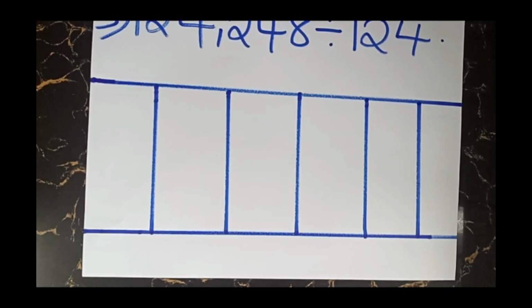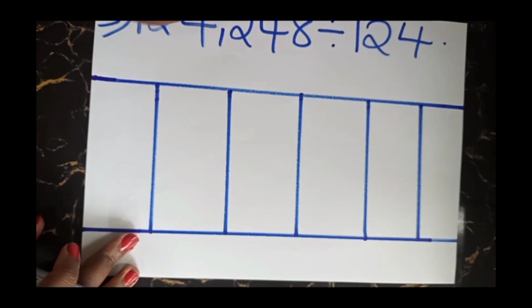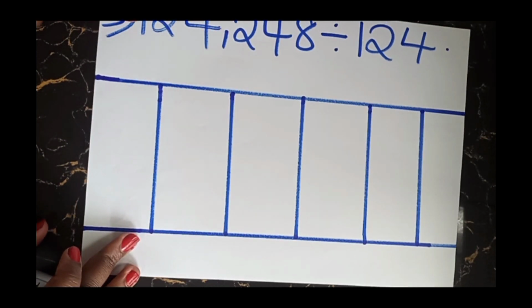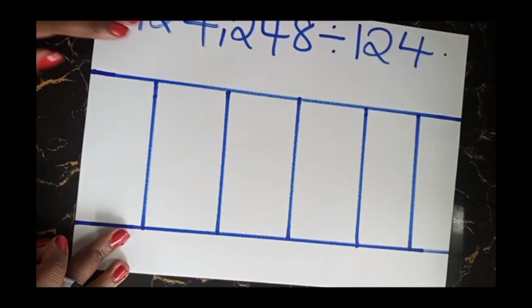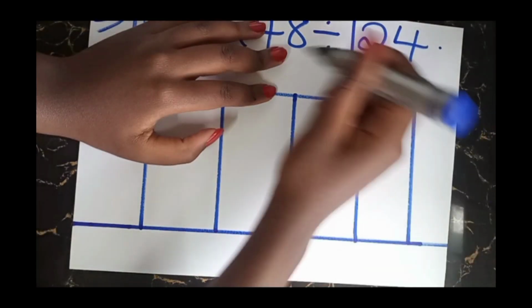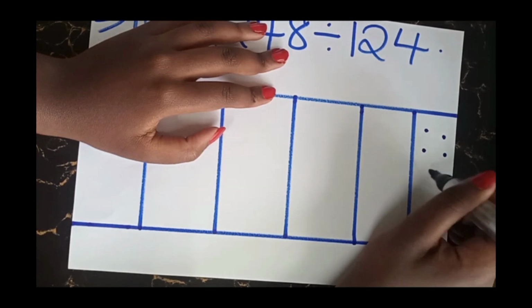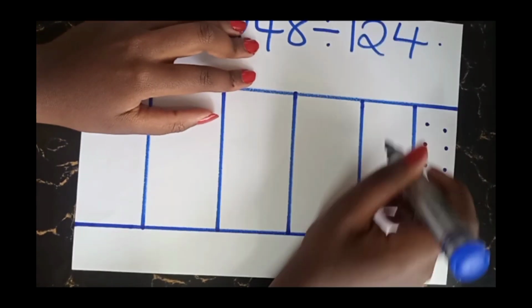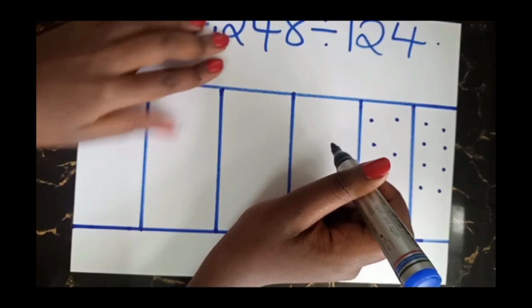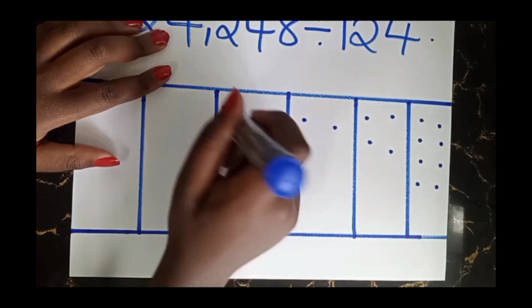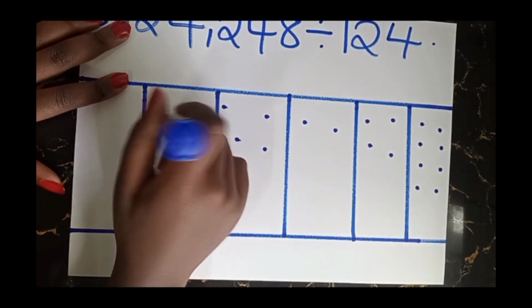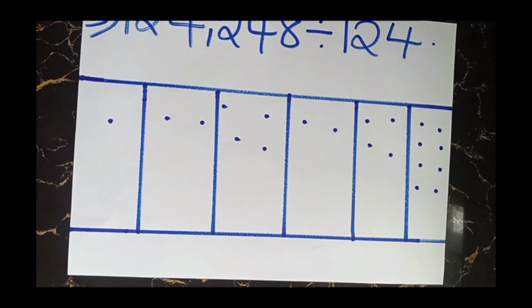So as usual, we'll symbolize the digits with dots. This is the ones, tens, hundreds, thousands, 10,000s, 100,000s. Here we have 8 dots: 1, 2, 3, 4, 5, 6, 7, 8. Here we have 1, 2, 3, 4. Here we have 1, 2. Here we have 1, 2, 3, 4. Here we have 1, 2. Here we have 1. Are we together?